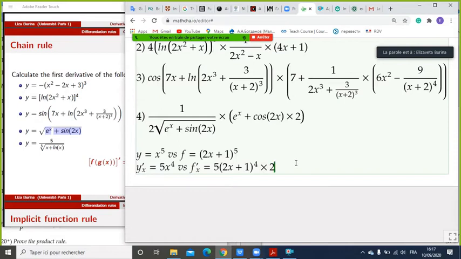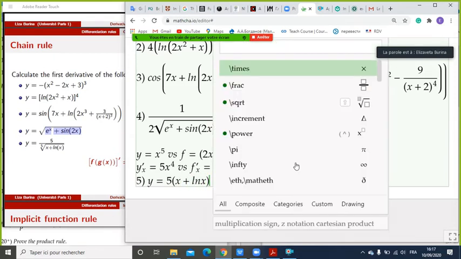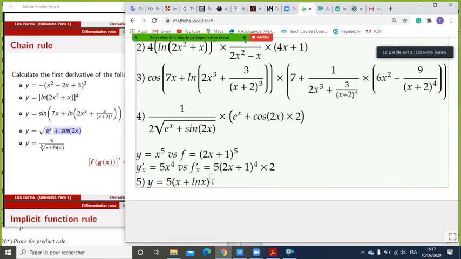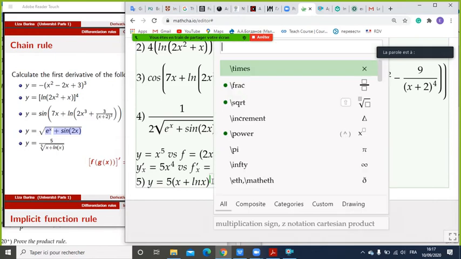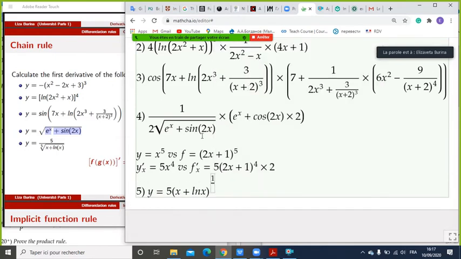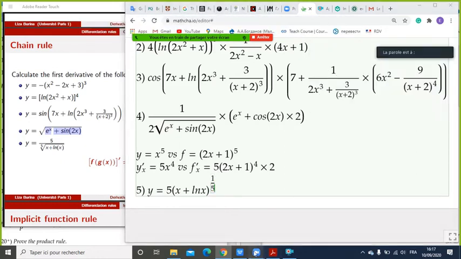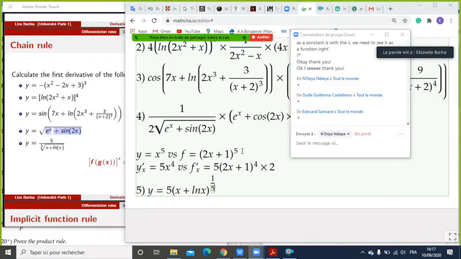Let's do the last one. I don't know, I lost it. Okay, I have to do it with you. So now the way to see it better would be to rewrite it as 5 times x plus ln x to the power of 1 over 5. Okay, do you agree with that first of all? Okay, you do. That's great.